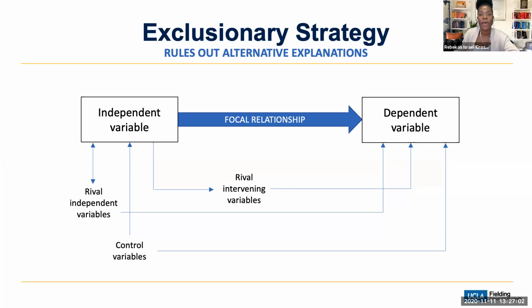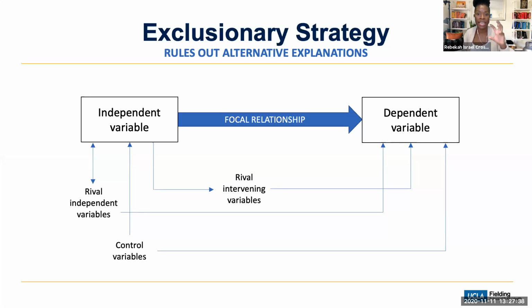But that being said, the exclusionary strategy rules out alternative explanations for the association between your focal variables. The idea is to think through what other theories might explain the relationship between your independent and dependent variables. You include them in your model, because you're going to test the model using data to rule those out. I'm just going to use A, B, C theories, because we're going to talk about a specific theory later.